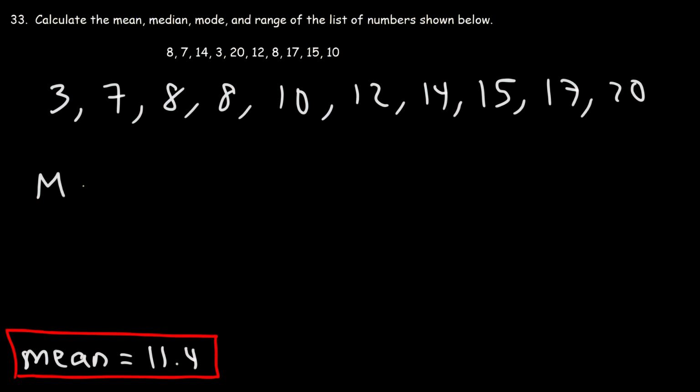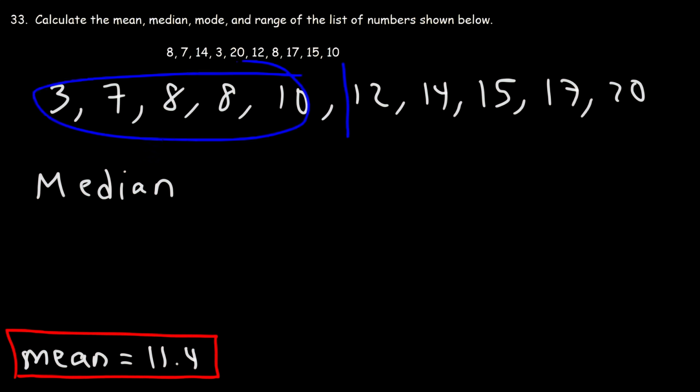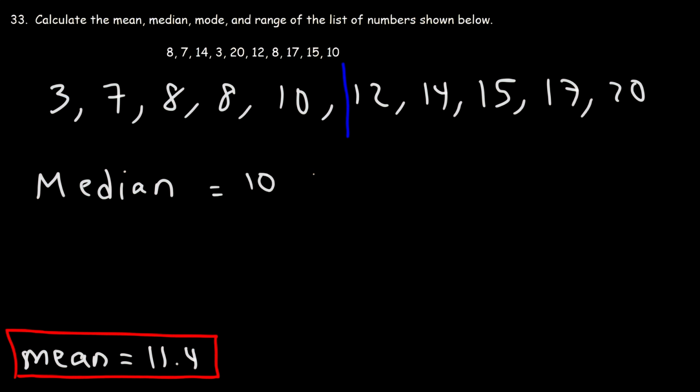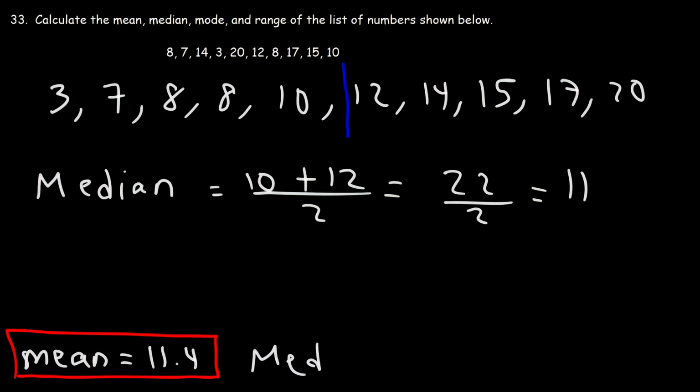Now, what about the median? The median is basically the middle number. So if we draw a line right in the middle, we're going to have 5 numbers on the left, 5 numbers on the right. So if we cancel the first and the last, and then the next 2, and keep this up, we're going to get 2 numbers in the middle, 10 and 12. And so the median is going to be the average of those 2 numbers in the middle. So we need to add them up and divide by 2. 10 plus 12 is 22. And 22 divided by 2 is 11. So therefore, the median is 11 in this example.